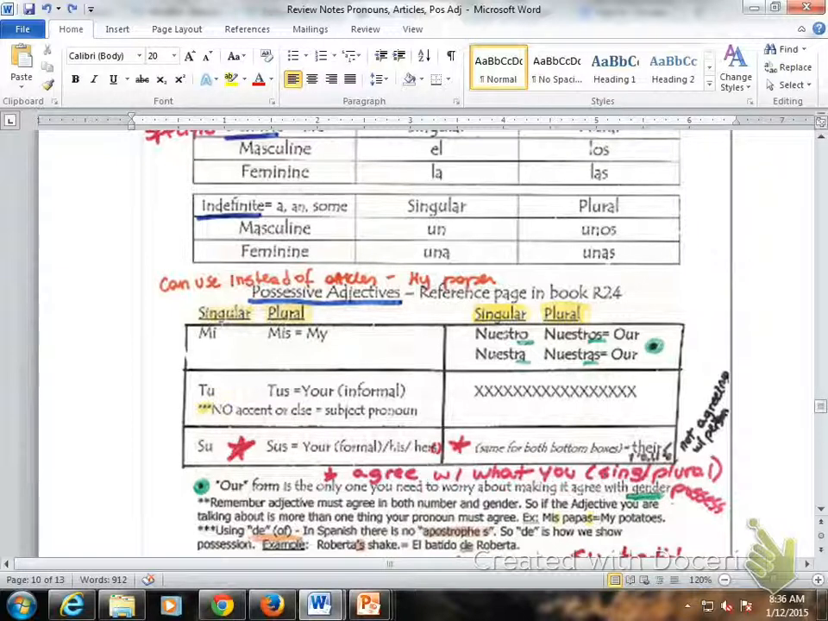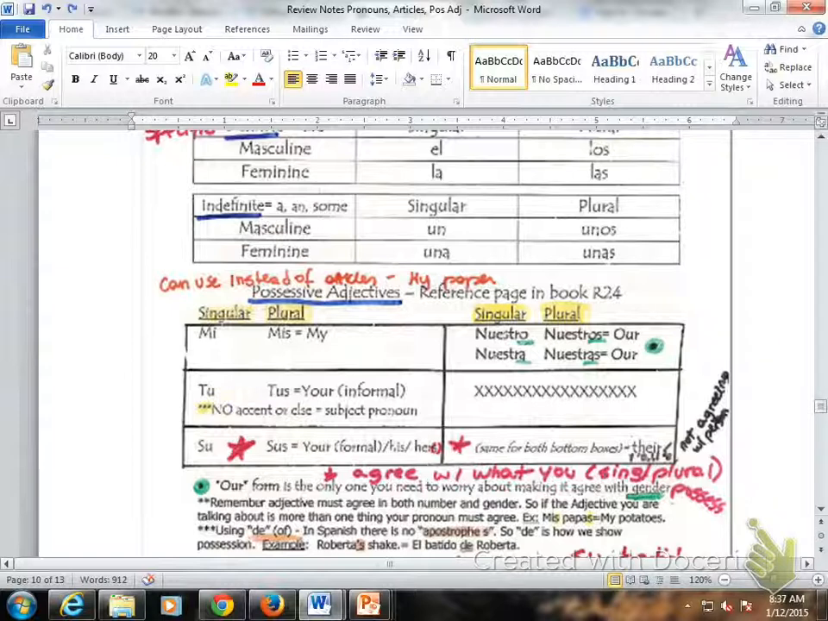One thing that we didn't mention when we went over possessive adjectives previously is the use of de. Remember, in Spanish there's no apostrophe s, so you have to use de, which means of or from. In this case, we're going to use it as of. Apostrophe s doesn't exist in Spanish, so if I wanted to say Roberta's shake, I have to flip it around and say the shake of Roberta, which would be el batido de Roberta.